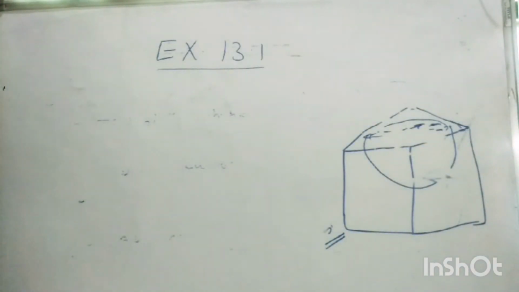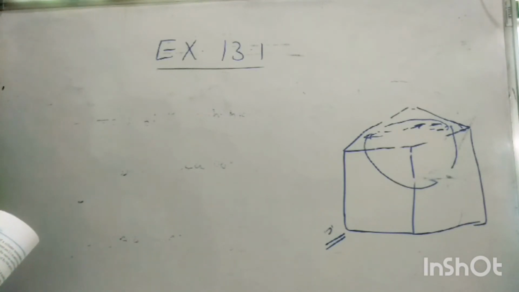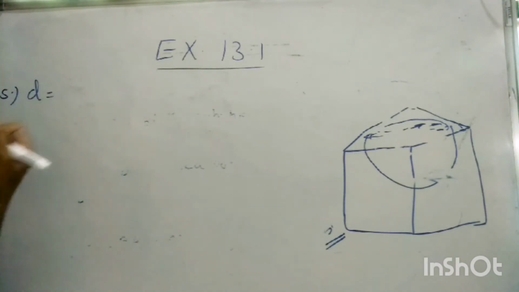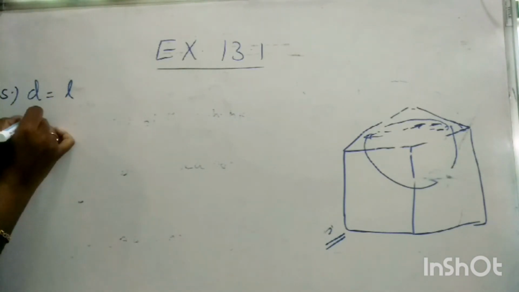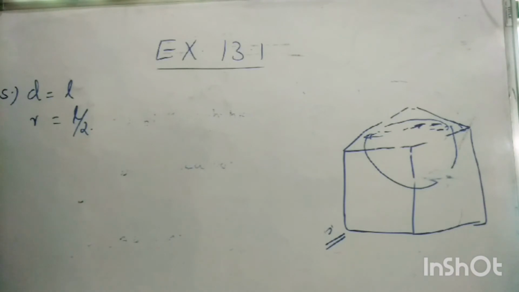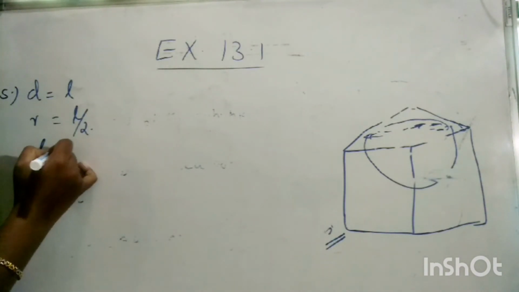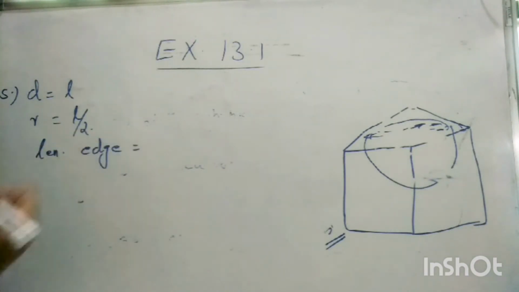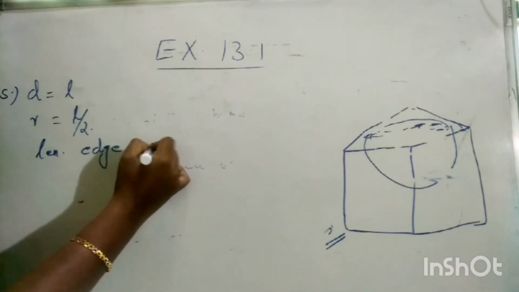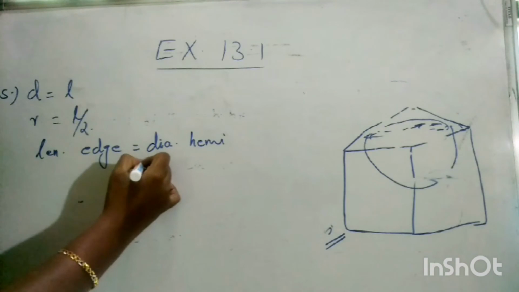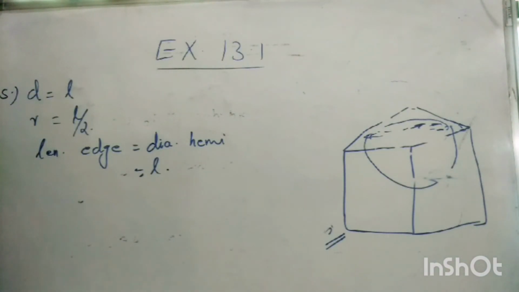It is given that the diameter of the hemispherical depression is equal to the edge of the cube. Diameter is equal to L, then radius is equal to L by 2. The diameter of the hemispherical depression and the length of the edge of the cube are equal in length. So the length of the edge of the cube is equal to L.